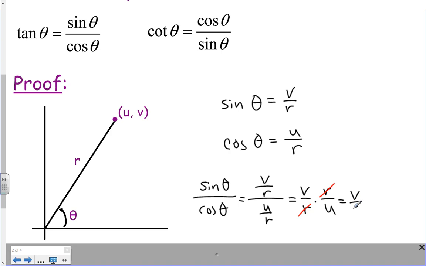Oh, that turns out to be pretty nice because we defined tangent of theta as being V over U. So this is equal to tangent of theta. There we go. That's actually our little proof there that sine of theta over cosine of theta does in fact turn out to be the tangent of theta. You could go through the same process there to show the same is true for cotangent, or you can use the definition of cotangent, that it's the reciprocal of tangent, to get that second property there.